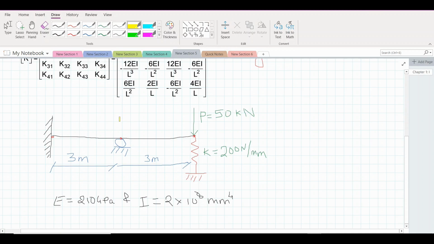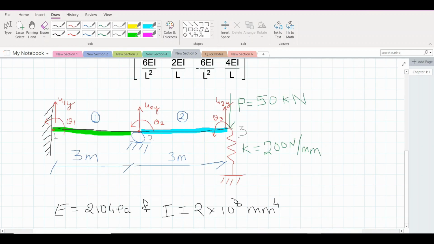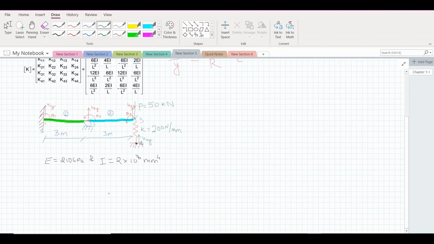Let's go into the procedure. First, let us divide the beam into two elements. Let this one be the first element and this one as the second element. Now we can label our nodes as well, and we'll have 2 degrees of freedom at each node. As you can see here, we also have this spring, so we can label one more node here. Let this node be 4, and we'll have 1 degree of freedom for this one as vertical, which can be equal to U4y.